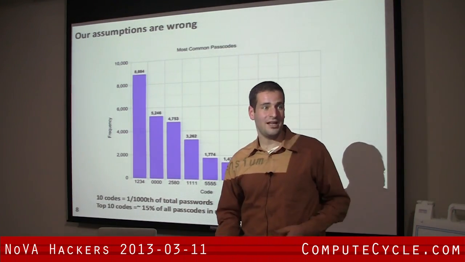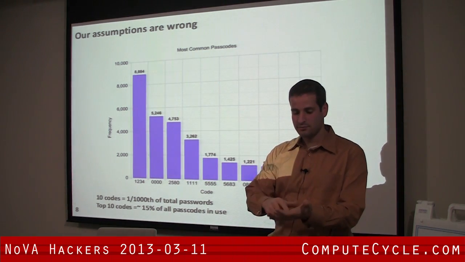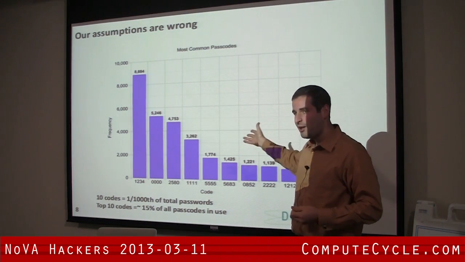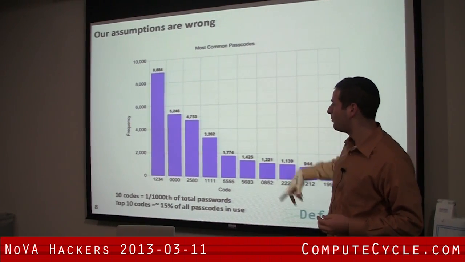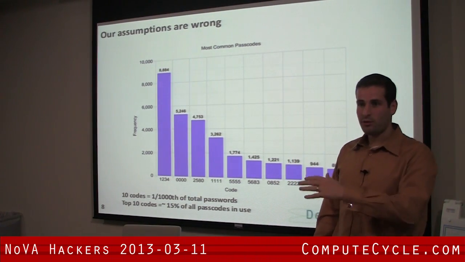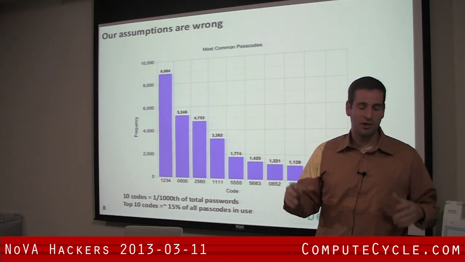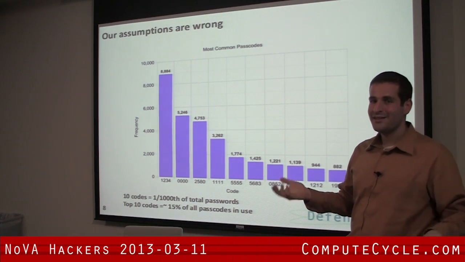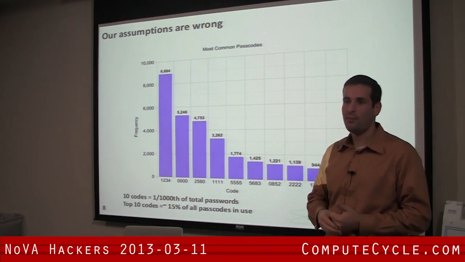To show you how wrong we are, this is a graph of the most common iPhone unlock passwords, basically the unlock sequences. This is the top 10 passwords and their frequency in the given sample size. You'll notice the numbers are raw numbers, not percentages. If we were to make the naive assumption that every password has an equal likelihood of getting picked, you would say, okay, 10 passwords, there's 10,000 possible passwords, this should be 0.1% of all passwords. It's not. It's about 15%. These top 10 passwords represent 15% of all passwords.